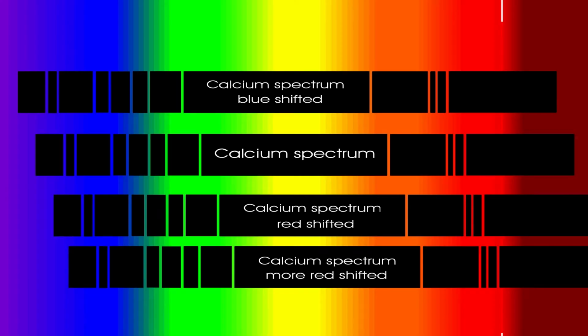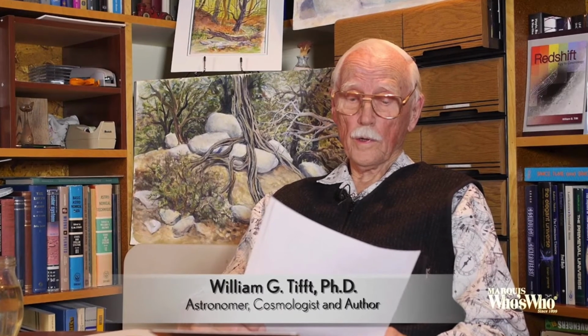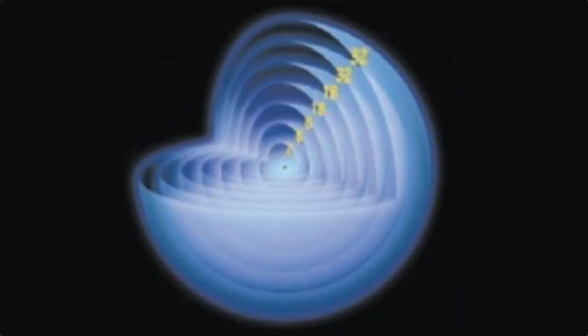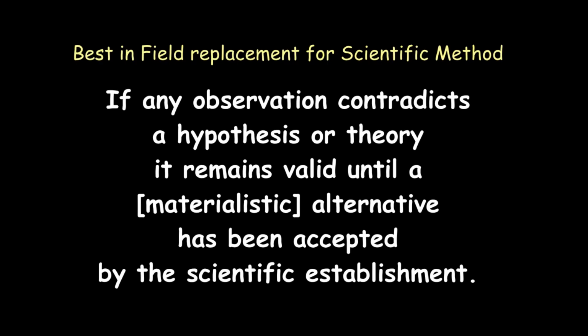When William Tifft discovered that the redshifts measured by astronomers do not change continuously, but in distinct steps, the expanding universe idea was shown to be nonsense. The Earth would have to be surrounded by distinct shells moving at different speeds. The Big Bang should have been abandoned. But the establishment's best in the field dictum does not allow a disproved hypothesis to be rejected until another theory, acceptable to the establishment, has been approved.